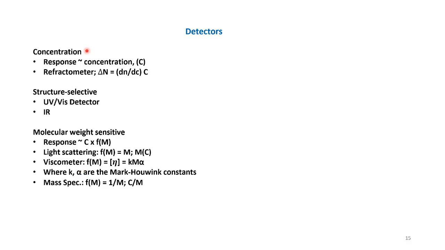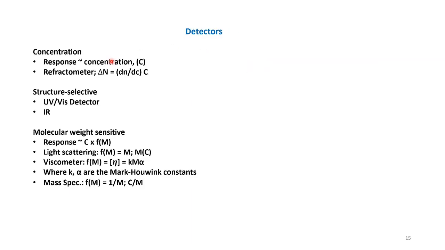Then we have the detectors. Depending upon what we want to detect, and depending upon the concentration, we have the response. With a refractometer, we can detect the material. Then we have structure selective detectors, that means UV detector or IR. Mostly UV detectors are used because most of the material absorbs UV light, so that is why these are commonly used. But we also use IR sometimes depending upon our application. Then the molecular weight sensitive: there are some detectors which are sensitive to the molecular weight, so those can be used if you want to detect the molecular weight.